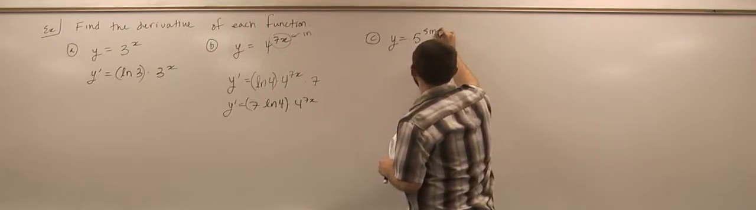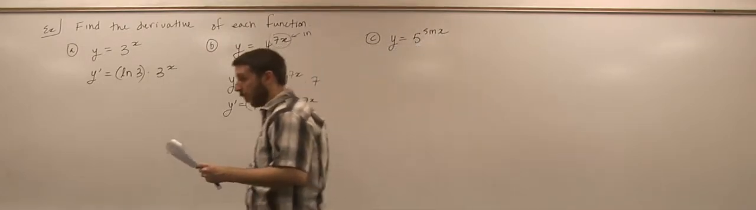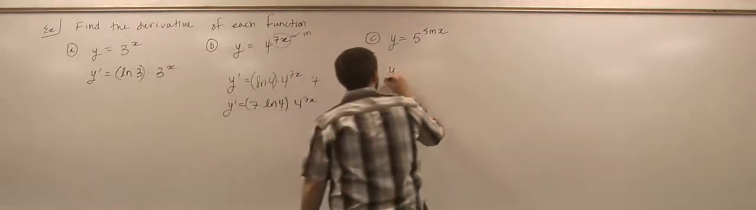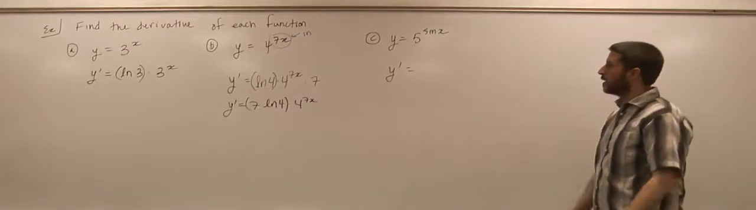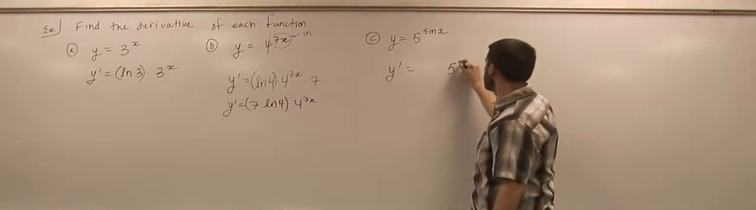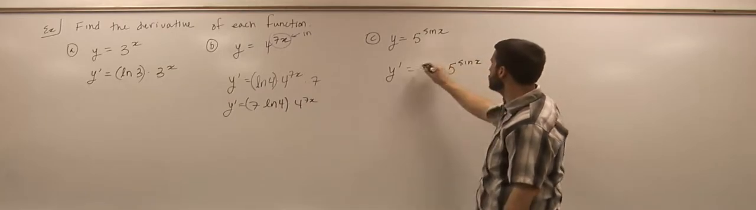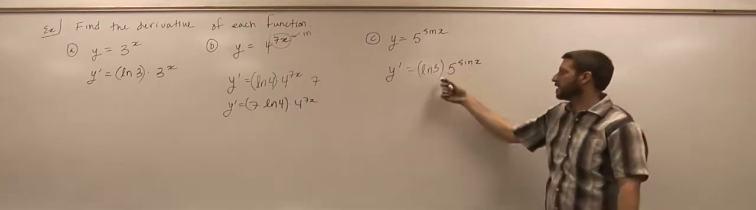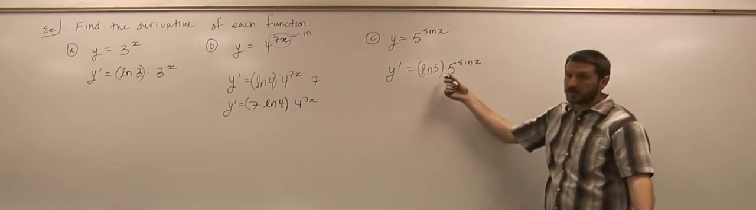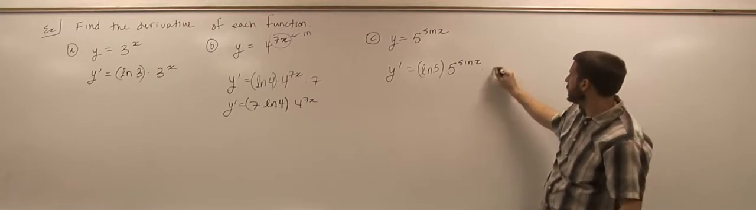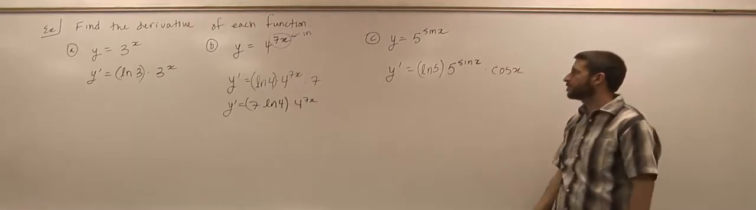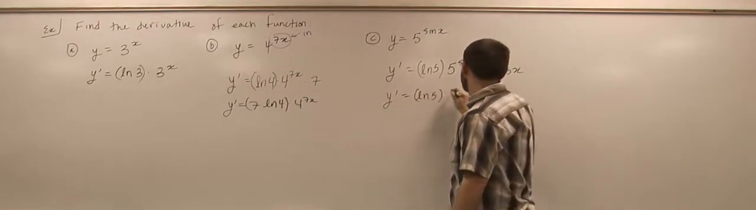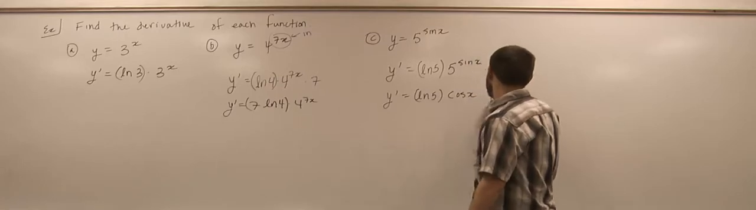5 to the sine x, derivative. Yeah, so almost exactly the same thing. Copy down 5 to the sine x again, but then you need to fix it up with an ln 5, because the base is different than e. Is there more? Yes. Chain rule. Derivative of the inside, derivative of sine. So y prime is ln 5 times cos x times 5 to the sine x.